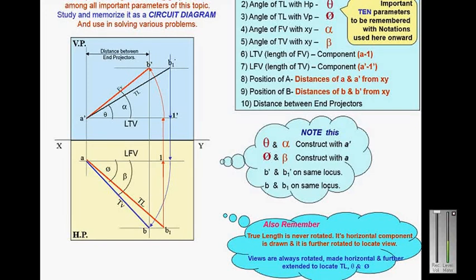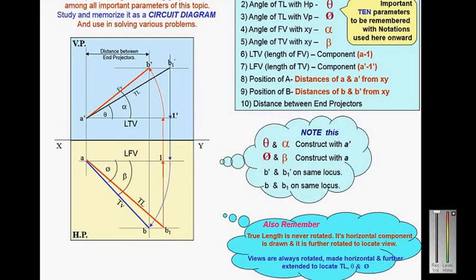So join B dash and B. This is called another projector, also called an end projector. So the distance between end projectors means the distance between the two projections, the front view and top view, of the two endpoints. That is called the distance between end projectors. And you should remember the true length. In this figure you will get true length on two lines: A dash B1 dash is a true length, and AB1 is also a true length.